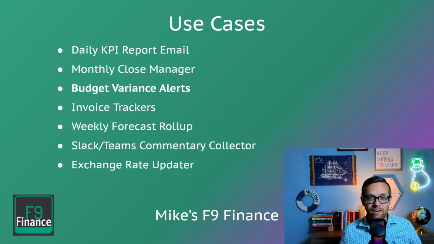You can use this for invoice trackers, which tend to run across multiple systems, weekly forecast rollups. You can collect commentary via Slack, Teams, again, evaluate it, parse it through AI tools. You can even have it update exchange rates and pull them in dynamically whenever you need them for your workflows. There's so many options, but anytime you're moving data from one system to another, or if you're taking data from one system and creating emails, communication, those are perfect use cases for N8N.